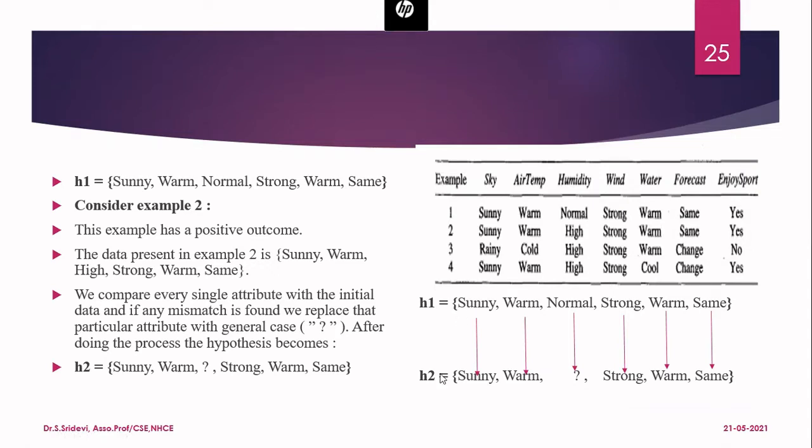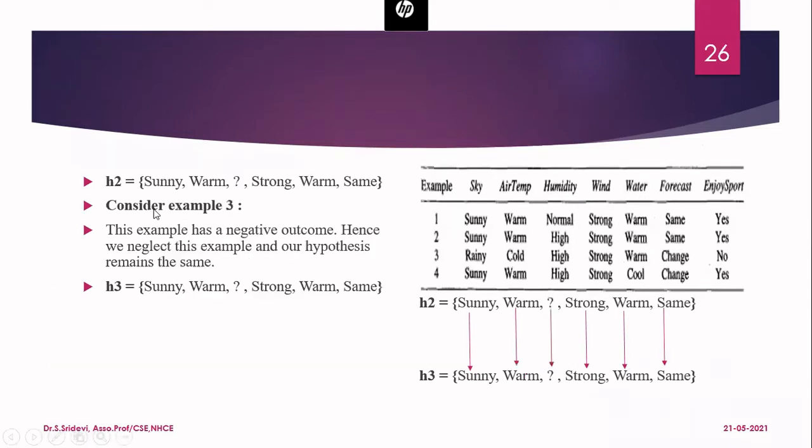I have seen now 2 examples. Consider the next example, example 3. After the second example, this is my hypothesis. When I consider example 3, it is rainy, cold, high, strong, warm, and change. Now I am going to consider this. But before that, you check the enjoy sport column. Enjoy sport column is having the value as no for this particular instance. That means this particular instance is not a positive instance. It is a negative instance.